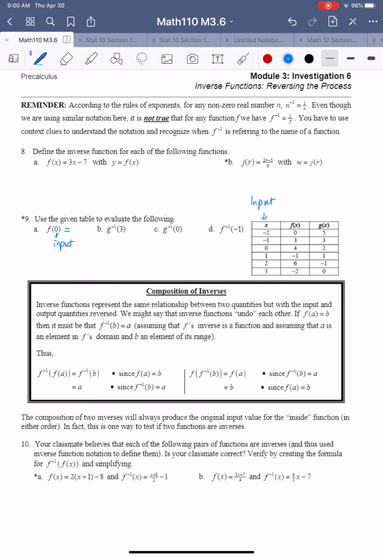So the A has a function f, so I need to look at the 0 in the input, and then function f gives us a 4. So this is a 4.